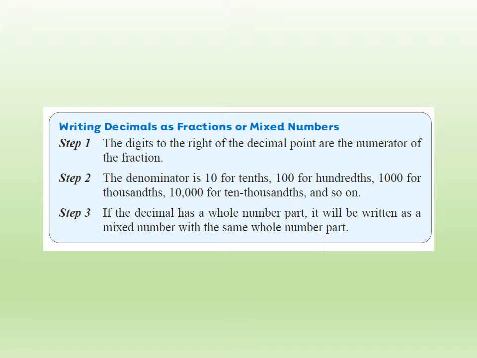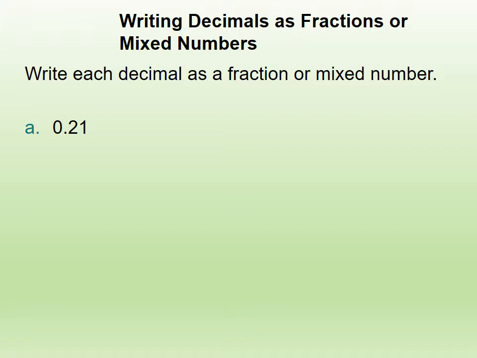Writing decimals as fractions or mixed numbers. The digits to the right of the decimal point are the numerator of the fraction. The denominator is 10 for tenths, 100 for hundredths, 1,000 for thousandths, and 10,000 for ten-thousandths. If the decimal has a whole part, it will be written as a mixed number with the same whole number part. So these are the steps of what we just talked about, which is what Jessica Ann had brought up on how you go back and forth. That's exactly what we're going to be doing now. It's a good thing that you guys want to keep looking at other questions that can come up, because eventually we will have to do that.